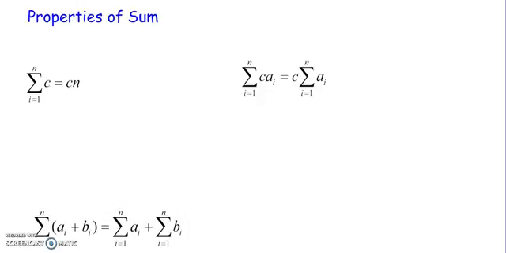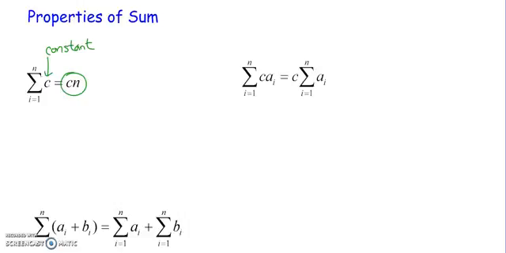The summation of C, where this C is a constant, and again, a constant is just a number. If you have a summation of a constant, that means every single term is that constant. So the easy calculation is just C times the number of terms from 1 to n. n is going to be the number of terms.